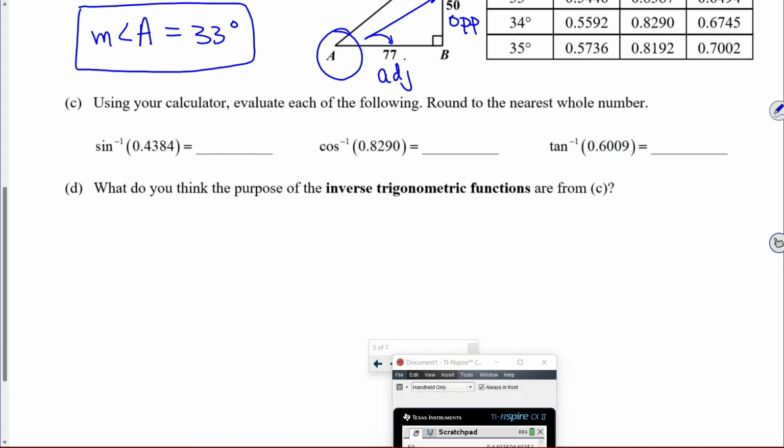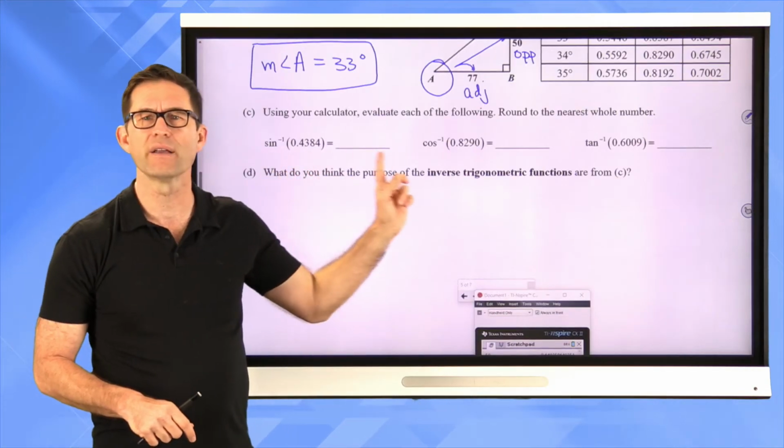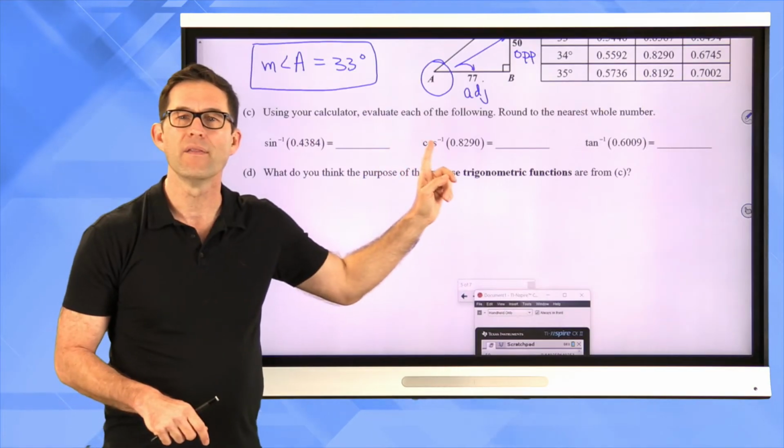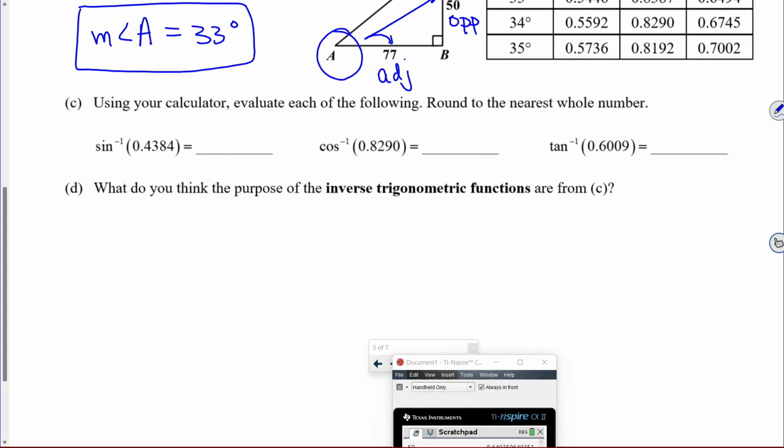Using your calculator, evaluate each of the following. Round to the nearest whole number. All right, so now you've got to watch out, because when you look at each one of these, there's your sine, your cosine, and your tangent. But notice that there's a little -1 that looks like an exponent on each one of those. Maybe let's go to the screen for a minute so people can really see that. It says sine with a little -1 as an exponent, cosine with a little -1 as an exponent, and tangent with a little -1 as its exponent. Those are what are called the inverse sine, inverse cosine, and inverse tangent.